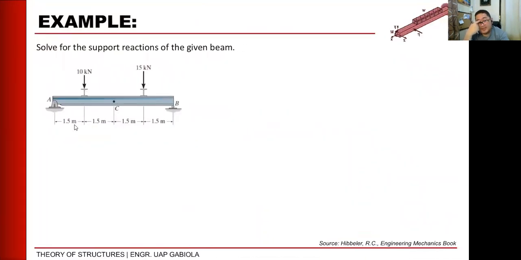Okay? So, let's solve for the support reactions of the given beam. This is our given beam. What type of beam could this be? So, we have a simply supported beam, correct? Because we have a hinge on one side, and then a roller on the other, okay?